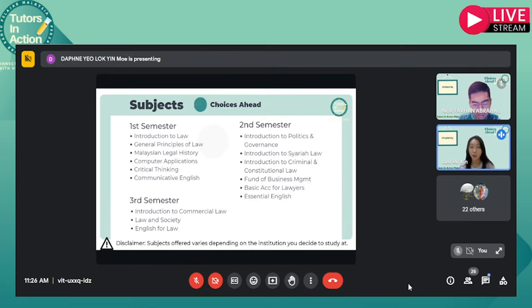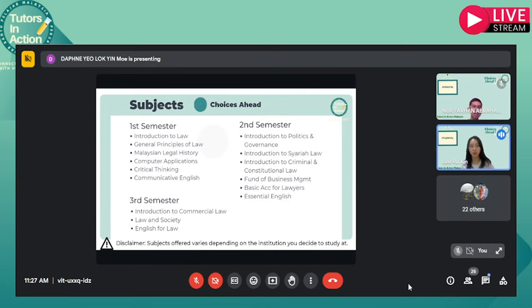And then according to my senior, the final exam for her accountings paper last time was even harder than her SPM accountings paper. So you do have to pay attention in class if you didn't take accountings in Form 4 and Form 5. Last one, essential English, is the same as communicative English. It's 50% of an essay and 50% of a video presentation.